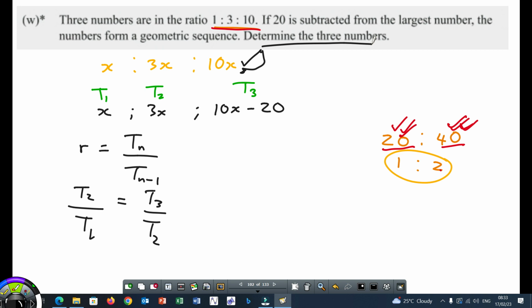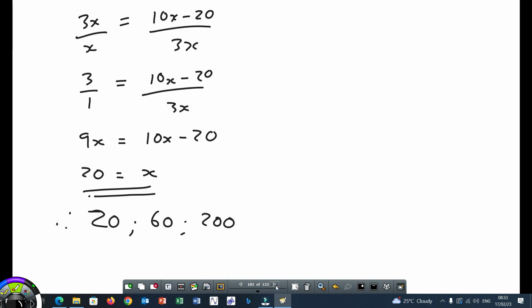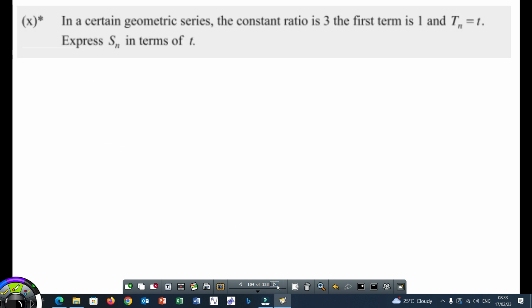Okay, can I carry on? And then the next one, again, it requires you to think and apply. Okay? It's more like a problem-solving question.